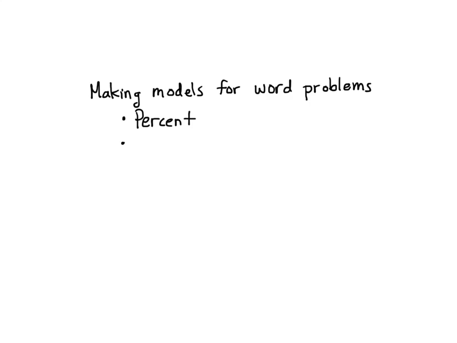We're going to talk about various kinds of making models. Now, there's actually two sections in Chapter 2 that have to do with making models and working word problems, and we're only going to do the first one. We're going to do Section 2.2.